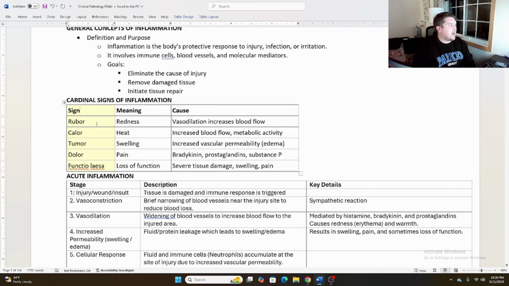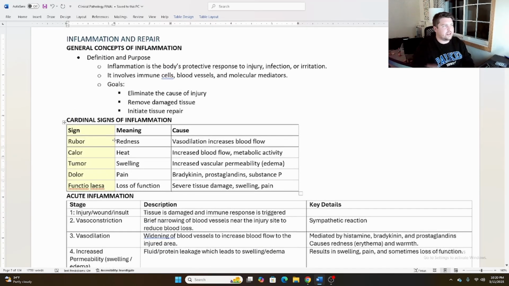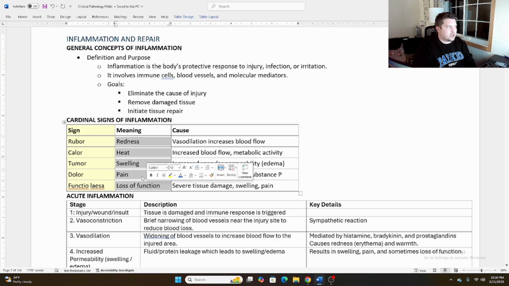So some of the big signs we want to look for with inflammation, with any type of injury, are rubor, calor, tumor, dolor, and functio laesa. Oftentimes the questions they're going to ask on Part 1 are something along the lines of which of the following is or is not a sign of inflammation. And they'll use these Latin roots instead of the actual meaning of them, and they might also ask you to define some of these.